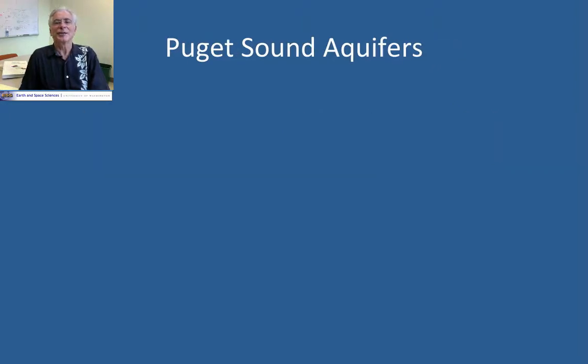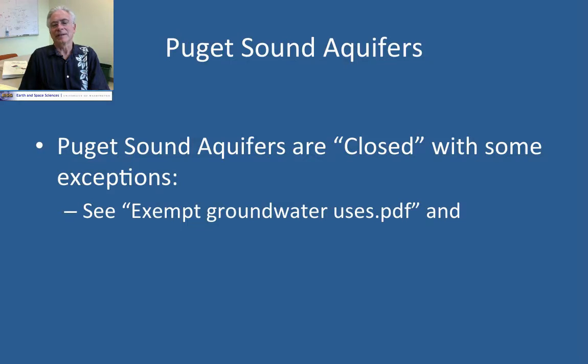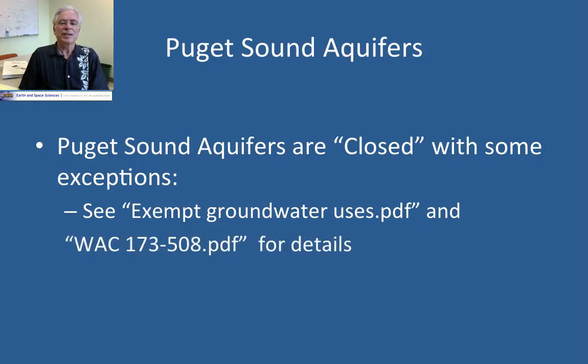An interesting fact about the Puget Sound aquifers is that they are closed, with some exceptions. Closed means they cannot be drilled and tapped for water production in general, unless you are a municipality or a governmental agency. The exceptions, though, are given in various government handouts on exempt groundwater use for Washington, and both of these documents are found on the website for the course, and in the last week of the quarter we'll talk about them in more detail.